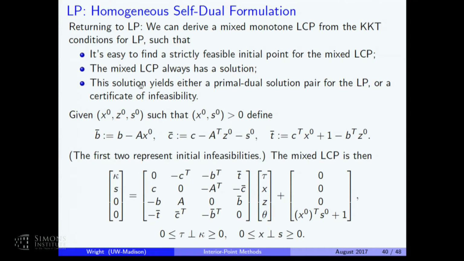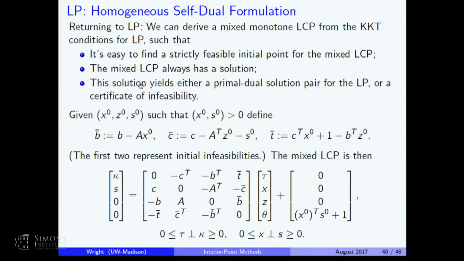Okay, so now that we've got the LCPs in the bag, I can tell you a little bit, in a hand-wavy way at least, about this homogeneous self-dual formulation. Going back to LP now, we can derive a mixed monotone LCP from the KKT conditions for LP with these very nice properties. First of all, it's easy to find a strictly feasible point for this mixed LCP. It always has a solution.